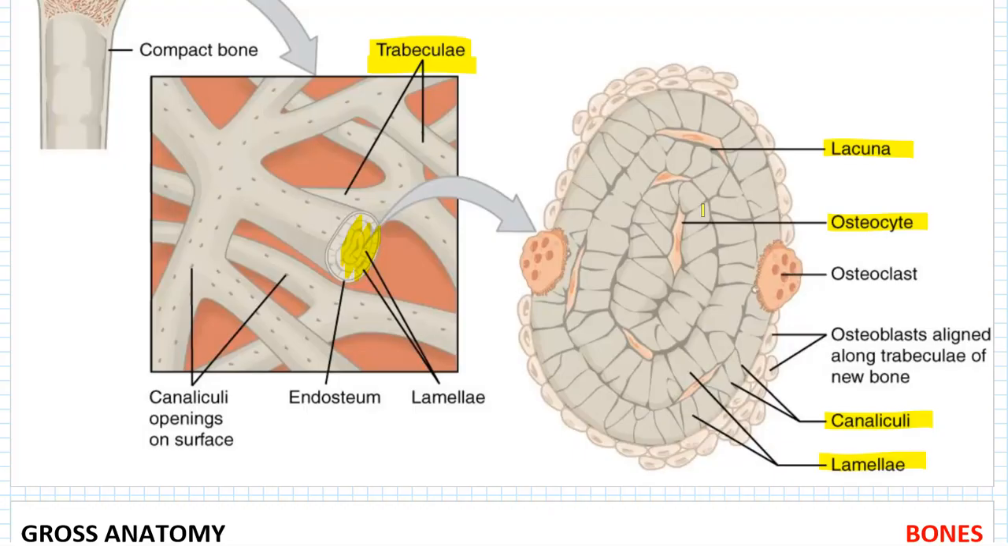But blood vessels, let's focus on blood vessels. So does it mean that spongy bone receives no blood supply? No. Blood vessels that supply oxygen and nutrients to the spongy bone are located within the red bone marrow.